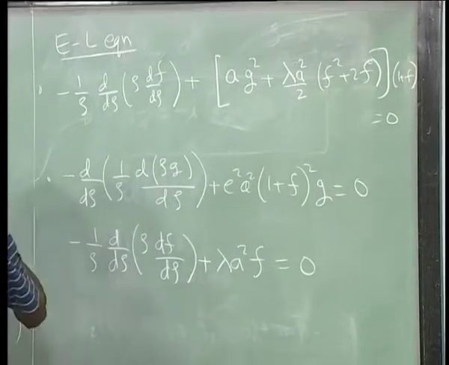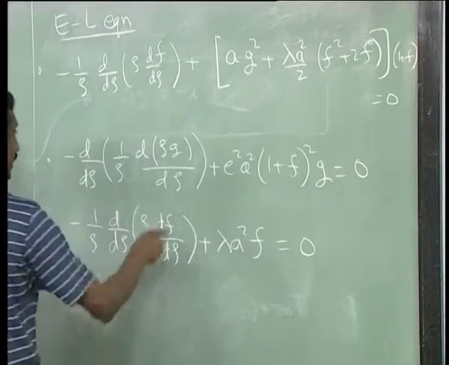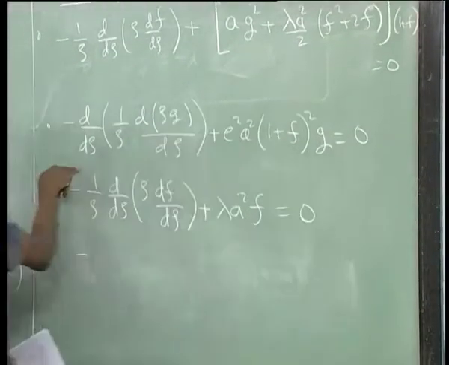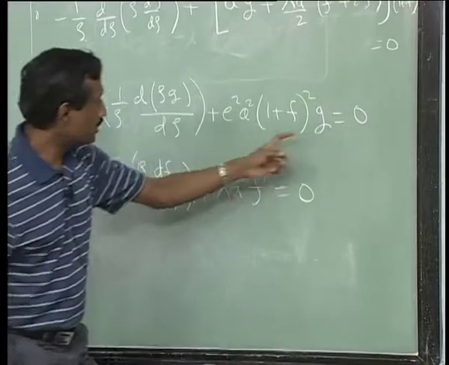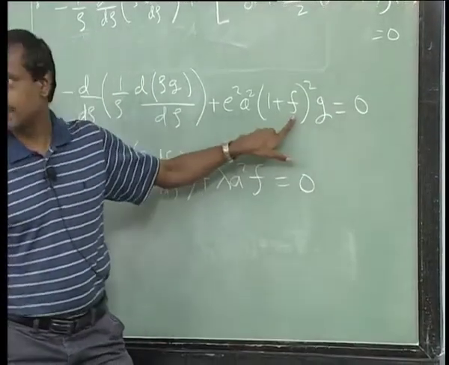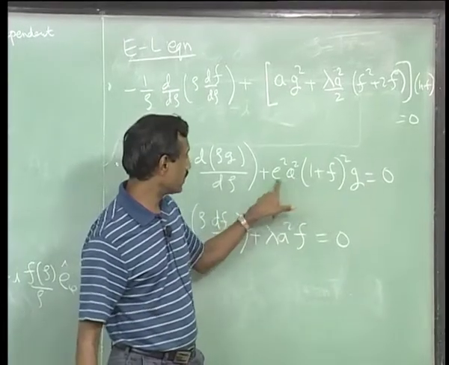The next equation is again, look here, this is g, this is linear, there is nothing in this part, but out here you can see there is g. So this f is a nonlinear term, throw it out. So you get e square a square g.